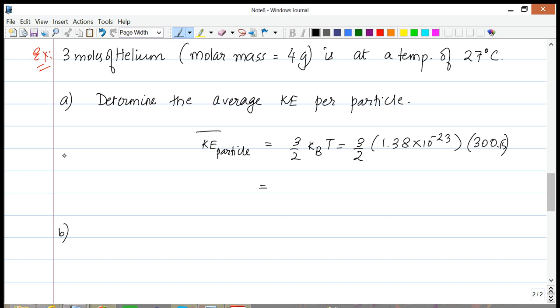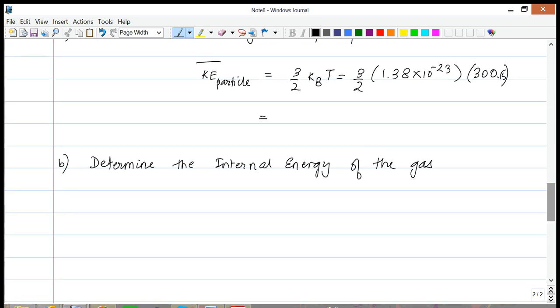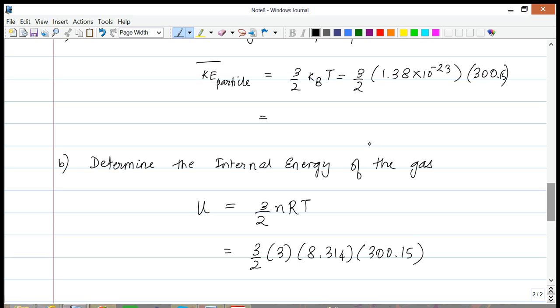Okay, the next part of the question is, determine the internal energy of the gas. Now to answer this question, we'll use a simple relation that U is equal to 3/2 times n times R times T. You've been given the number of moles, so it'll be 3/2 times 3 times 8.314 multiplied by, once again, the temperature in Kelvin.